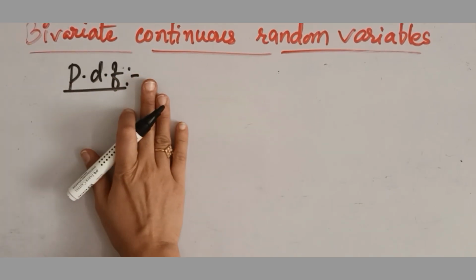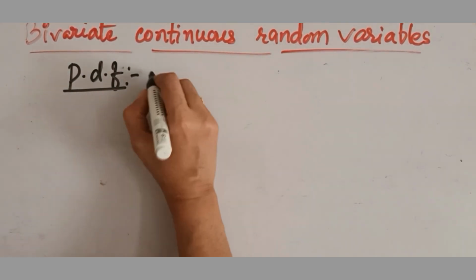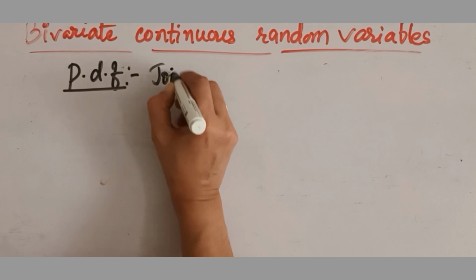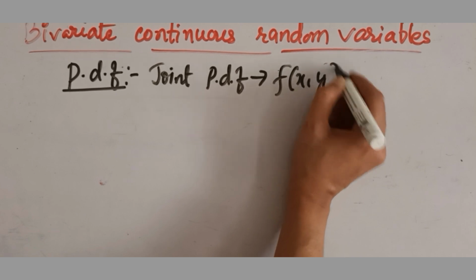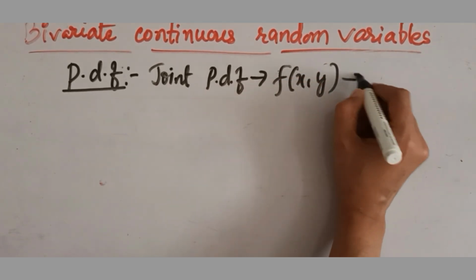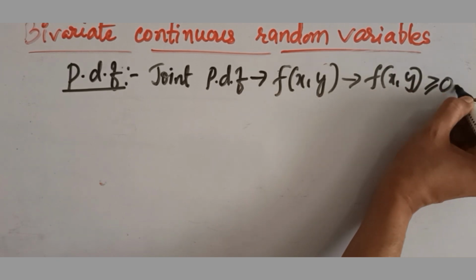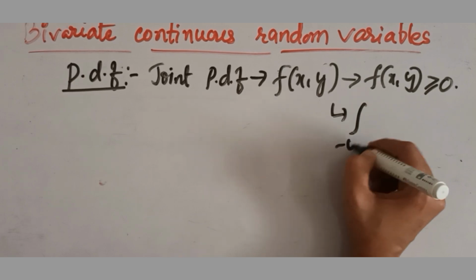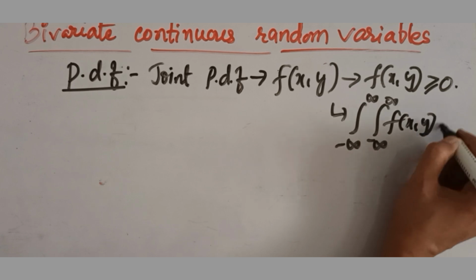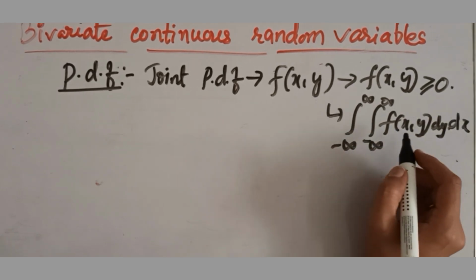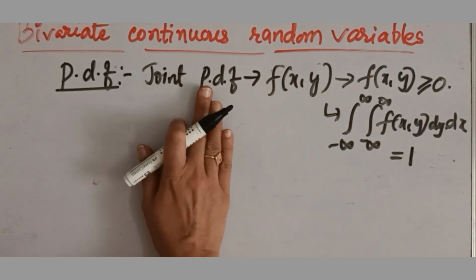Now, let me summarize the probability density functions for bivariate continuous random variables. There are three probability density functions. One is the joint probability density function, denoted as f of x comma y, which satisfies the condition that f of x comma y must be greater than or equal to 0 for all real values of x and y, and the integral from minus infinity to infinity of f of x comma y dy dx should be equal to 1. Then we call such a function a joint probability density function.